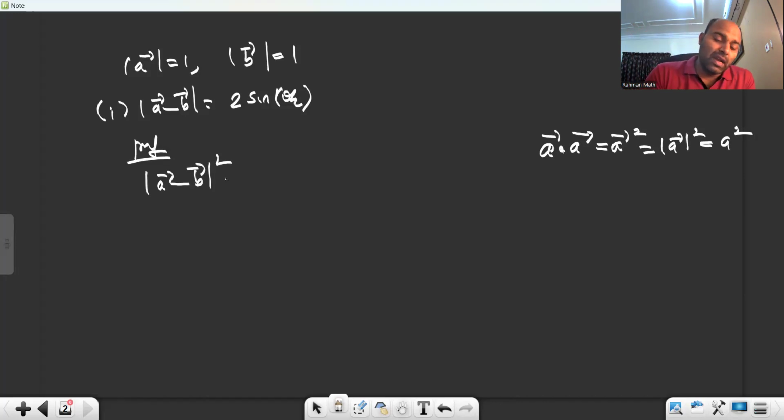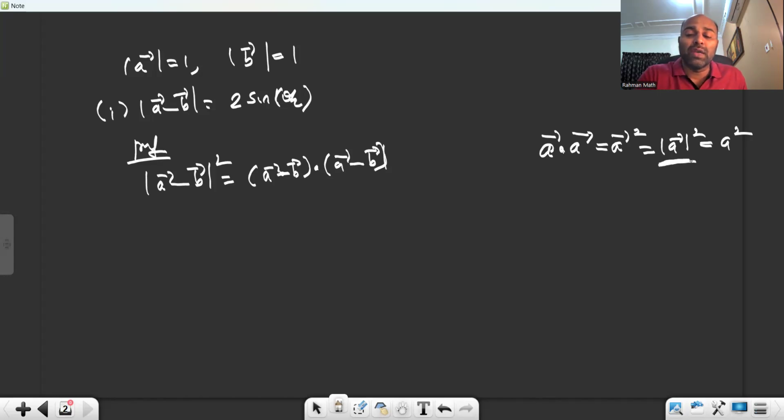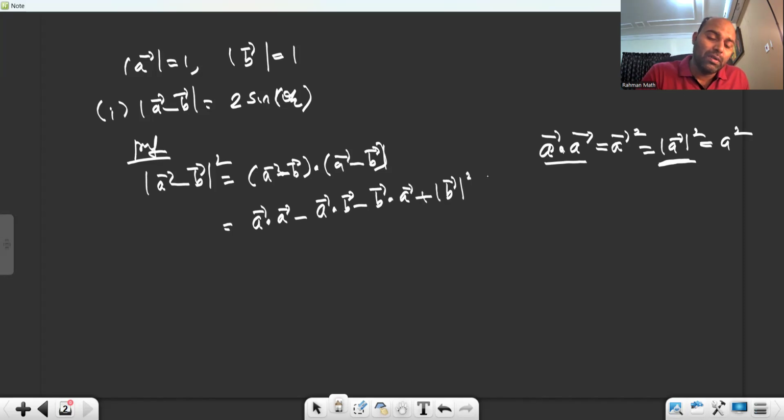So this one we can write as A minus B dot A minus B, A minus B written 2 times. The meaning of magnitude of A square is A dot A. After this, on the right side, dot product A dot A. The dot product is commutative, everybody should know that. Minus A dot B, but the cross product is not. Minus B dot A plus magnitude of B square.